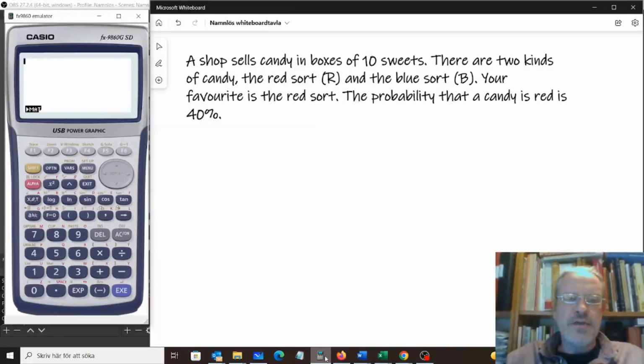Say the text says that a shop sells candy in boxes of 10 sweets. There are 2 kinds of candy, the red sort and the blue sort, and your favorite is the red sort, and the probability that a candy is red is 40%.